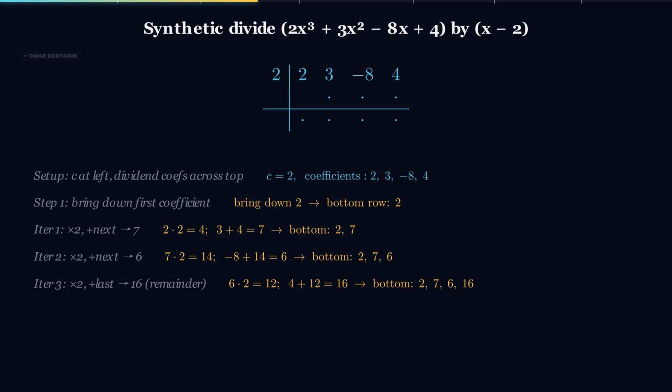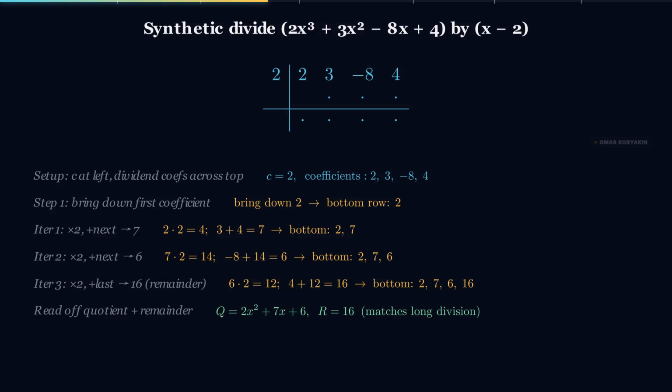Multiply 6 times 2 equals 12. Write 12 in the middle row under the last coefficient 4. Add 4 plus 12 equals 16. Write 16 in the bottom row. Bottom row complete: 2, 7, 6, 16. Step 6. Read off the result.